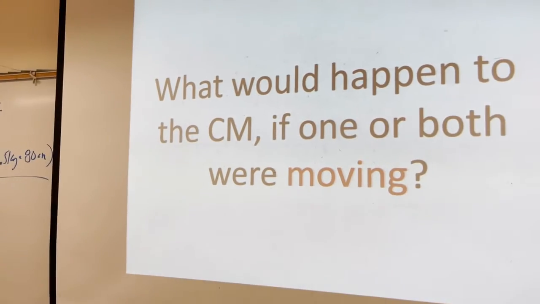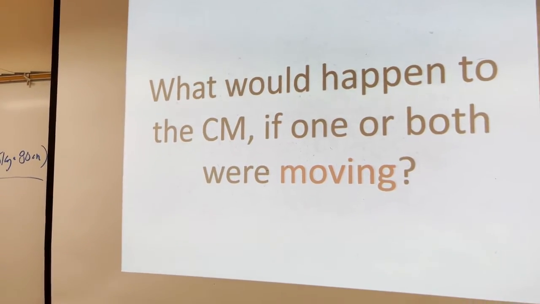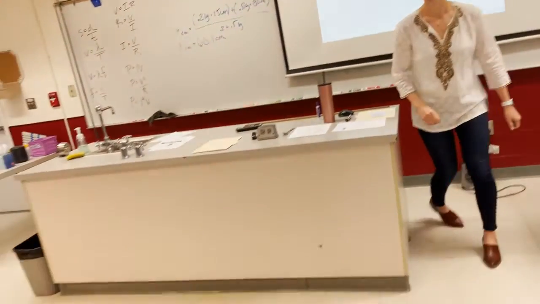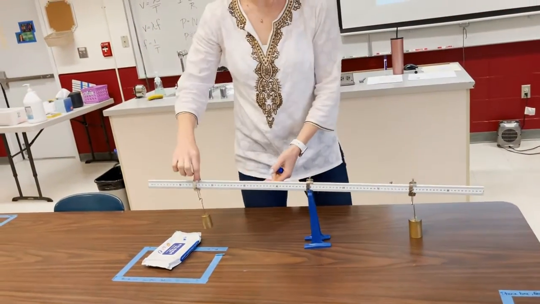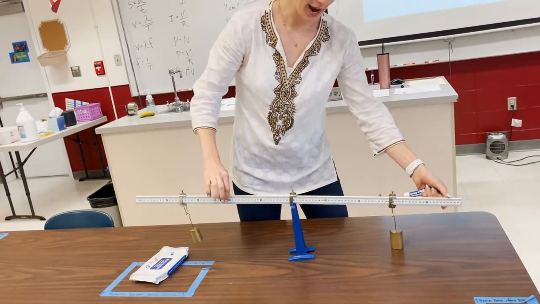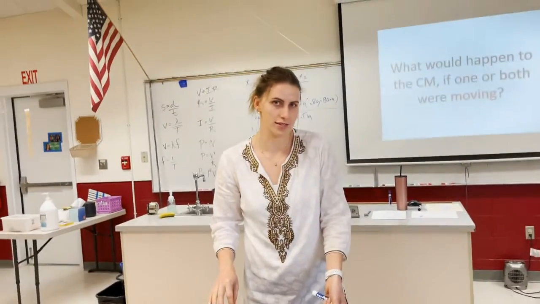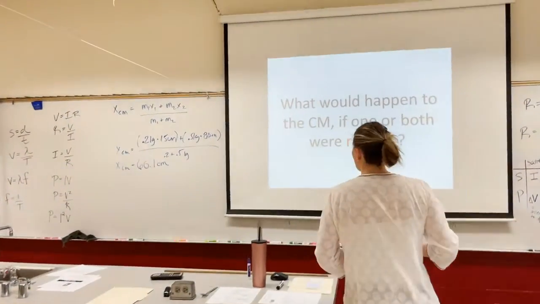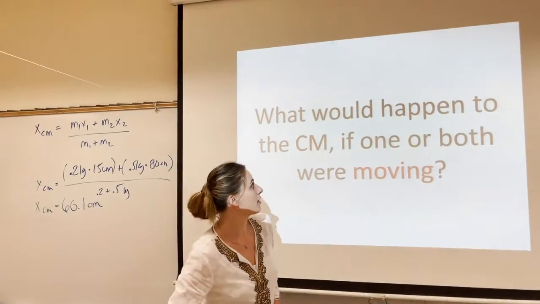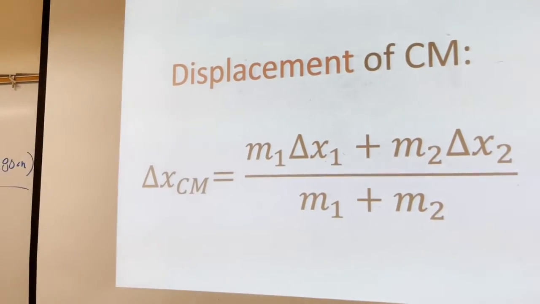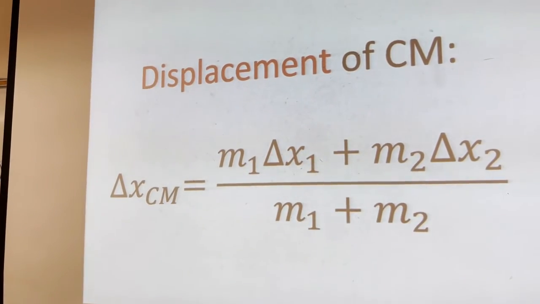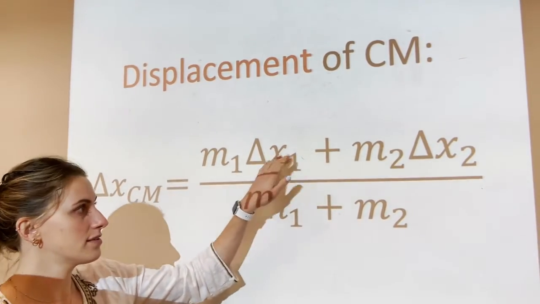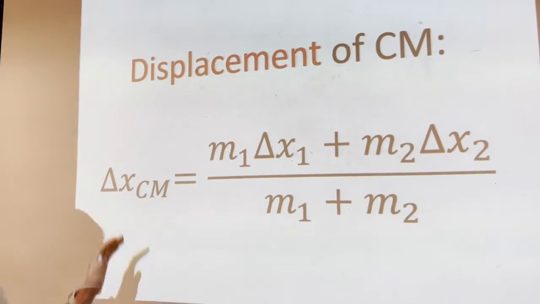What would happen to the center of mass if one or both were moving? What if I were to bring this in, or move that out? It would not be at 60 anymore. It would change. And we have an equation that reflects that concept, and it's just right here. All we've done is add delta x, because if you change this, this changes respectively.